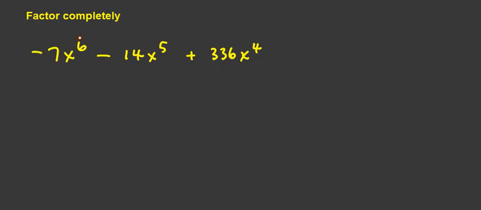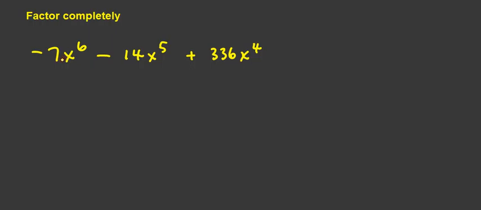Okay, it says factor completely. It's negative 7x to the 6th minus 14x to the 5th plus 336x to the 4th. That's a little scary looking at first, but the first thing we should always do when we're factoring is to look for the greatest common factor.